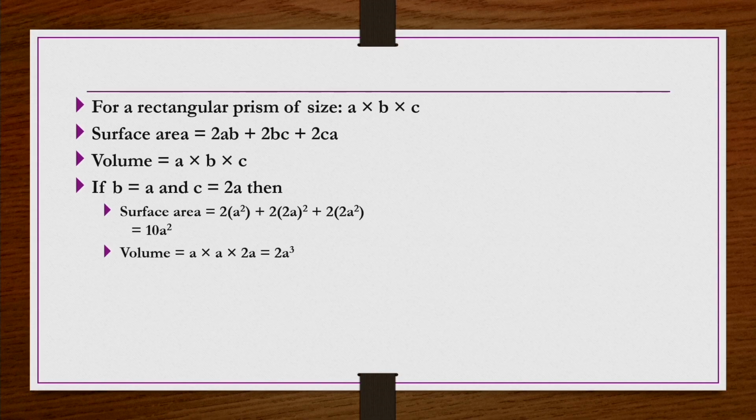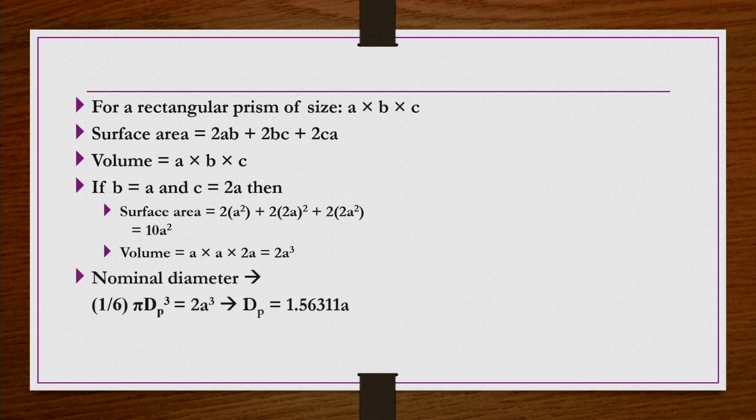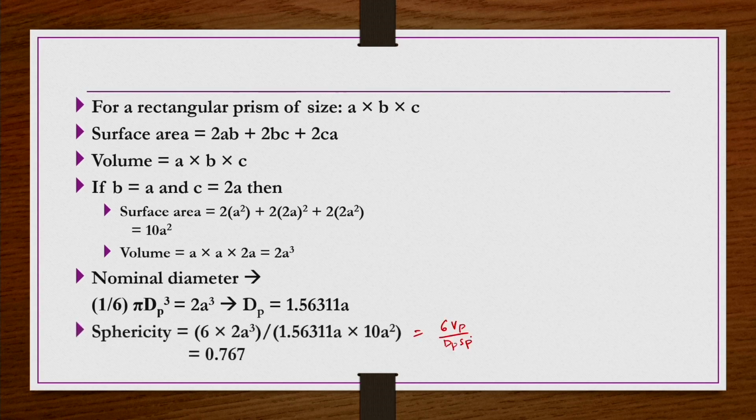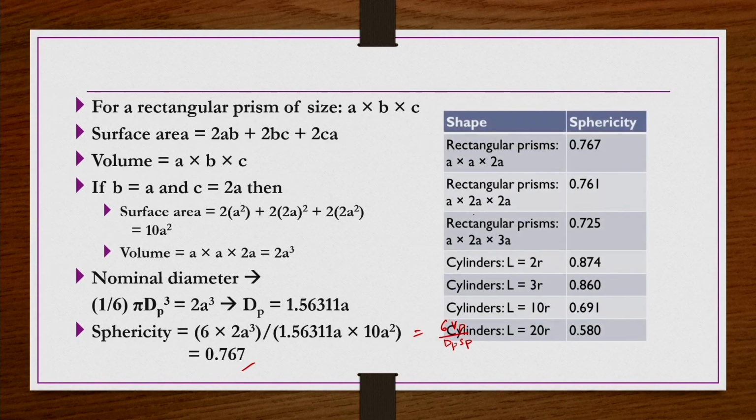So, under these conditions, if you equate this 2A cube to pi dp cube by 6, you are going to get a nominal equivalent diameter of this particle as 1.56311 A, and then sphericity is going to be, with Vp as 2A cube, dp as 1.56311 A, and Sp as 10A square, when you substitute these things, 0.767. Let us say if B is equal to 2A and C is also equal to 2A, then sphericity is not going to change much; it is going to be 0.761 only.